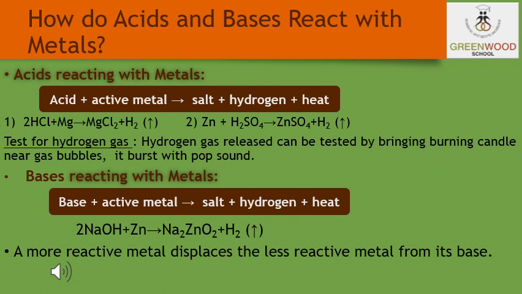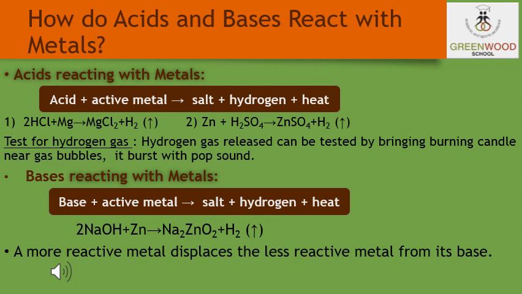Now students, let us discuss how the acids and the bases react with the metals. First is acids reacting with the metals. When the acids react with the active metals, they form the metal salts and give out the hydrogen gas. That is, the acid plus the active metal gives us the salt and the hydrogen.